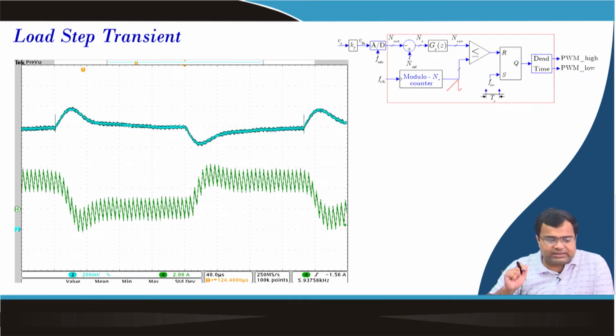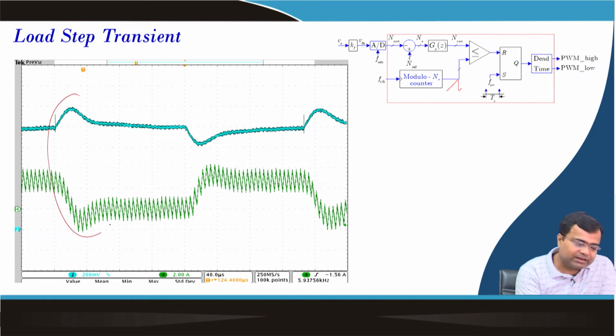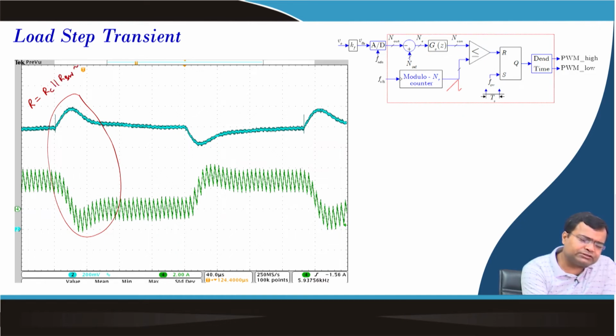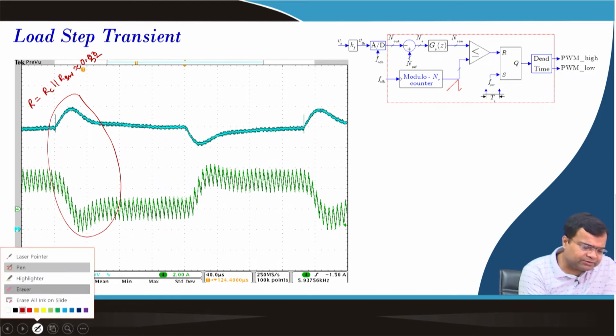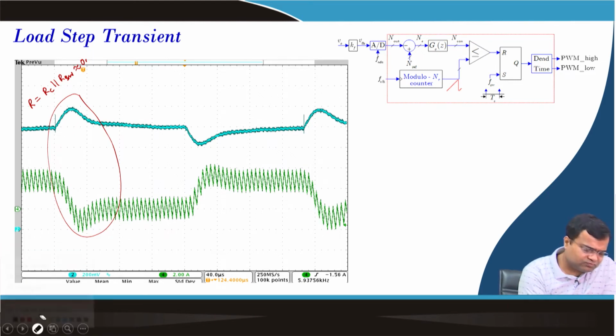Now, we have made a load step up transient. So, in this case we are making a load step down. That means before this our load resistance was the continuous resistance in parallel with RSW, which was approximately 0.32, and here it is only RC, which is 13.5.